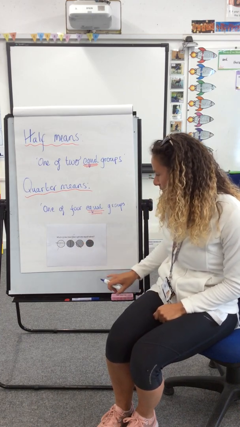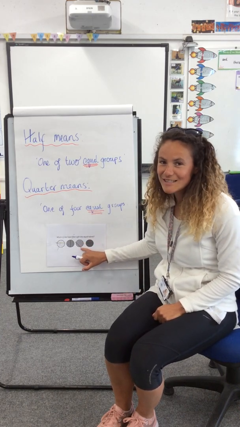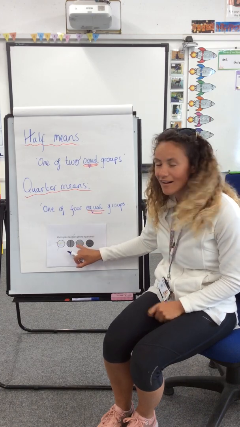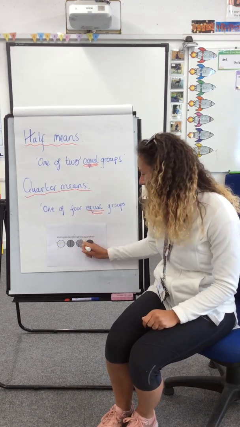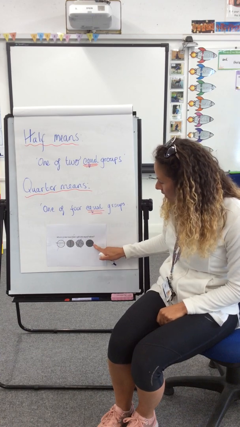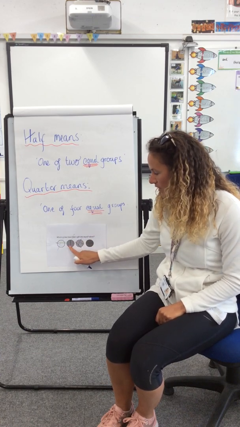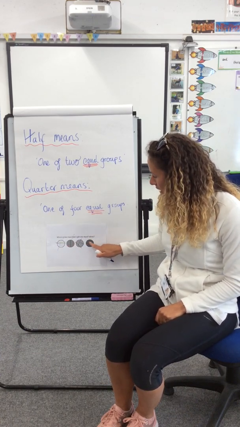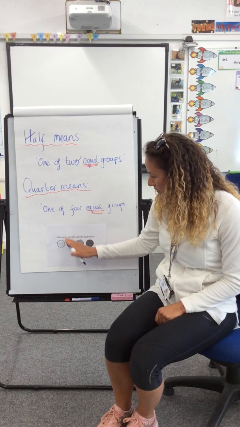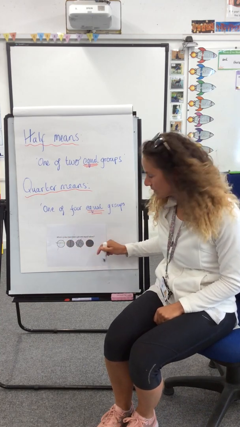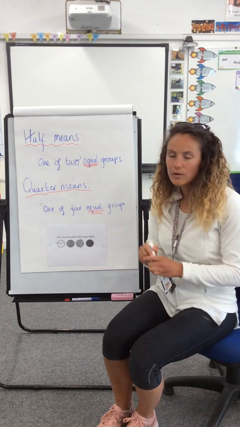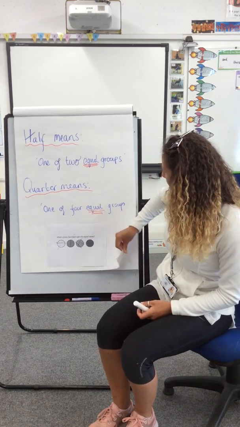The third shape, I can see straight away it has not been split into half. There are not 2 equal groups. So that is not right. But the last one, just like the second one, it has been split into half. This one has been split from top to bottom and this one has been split from side to side. There are 2 equal groups. Okay.